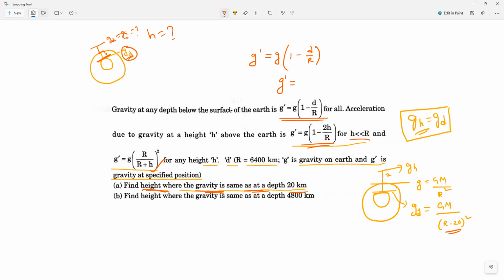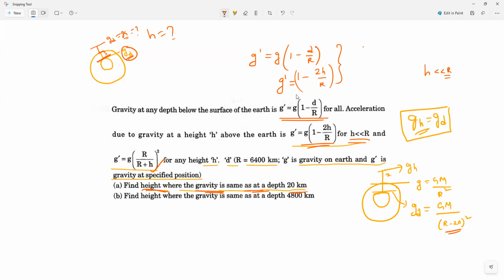Very small height only. It is very, very small. The h value is extremely smaller than R. So which formula do I have to take? Anybody? 1 minus 2h by R. So they are saying both are equal. Calculate that height. So I will equate both.